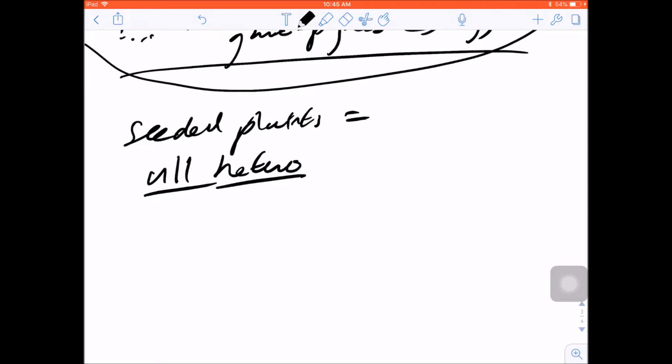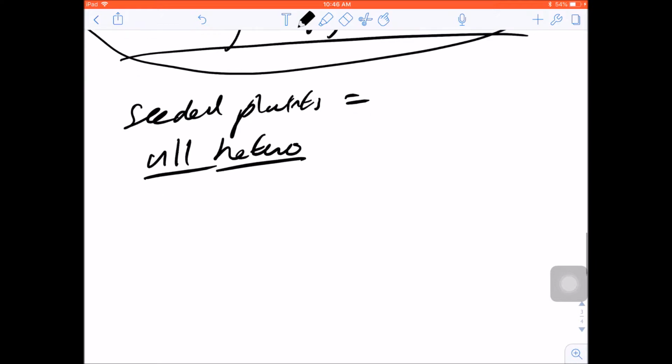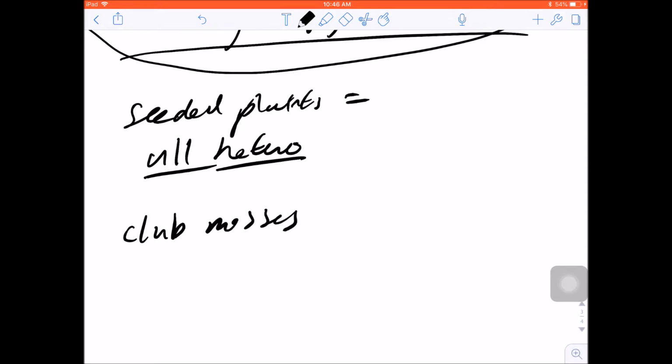So let's get into the actual individual organisms that we're going to look at. Let's start with club mosses and quillworts.